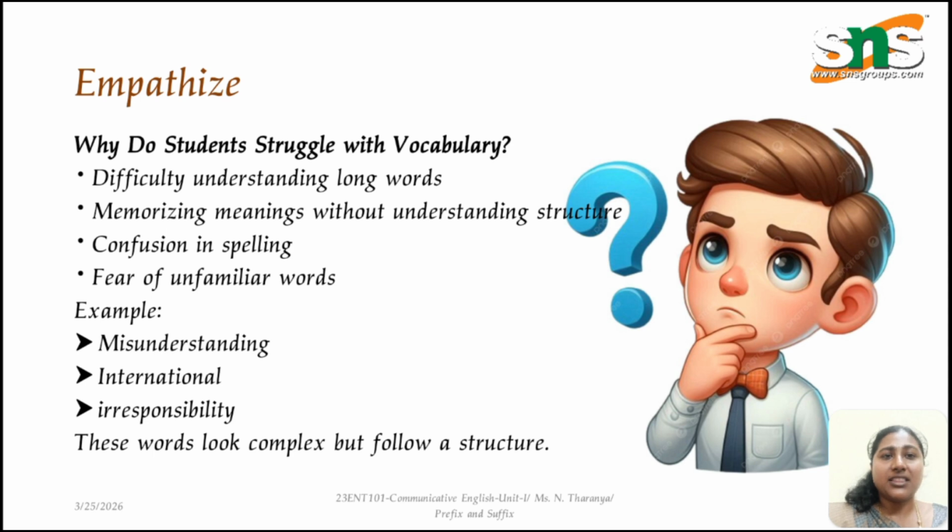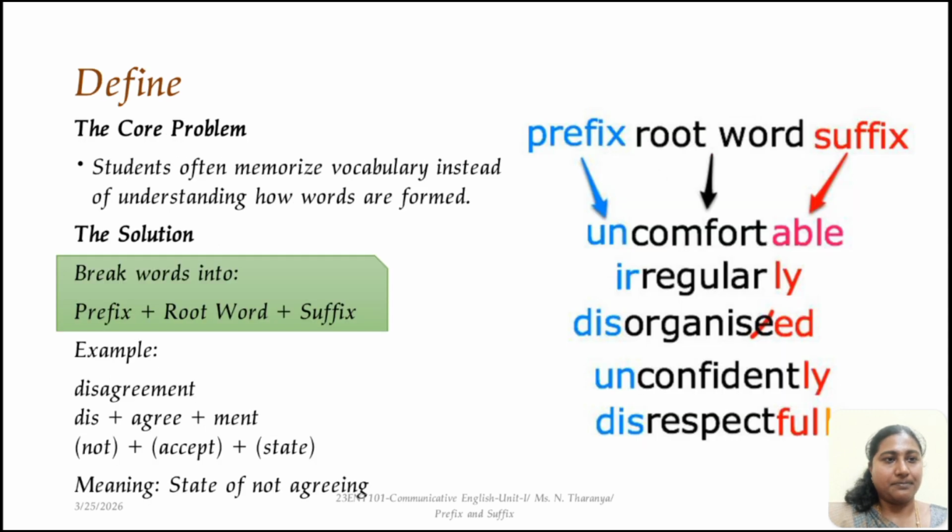So, let us emphasize: why do students struggle with vocabulary? Difficulty understanding the long words. For example, misunderstanding. It is understanding, misunderstand, understood. So, there are so many words that could form from a single word itself. So, it is the reason for students getting confused. Memorizing meaning without understanding the structure. Confusion in spelling. Fear of unfamiliar words. The words look complex, but they all follow a structure. Let us see what the structures are.